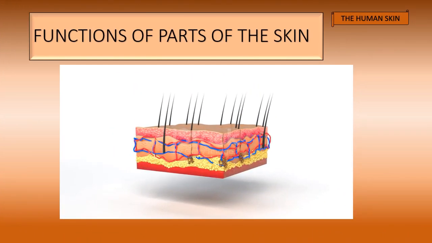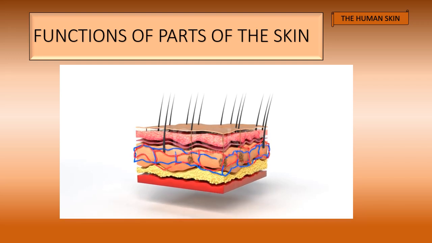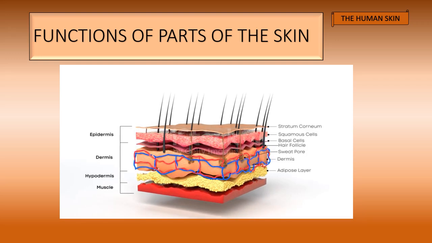So let us look at what now are the functions of these parts of the human skin. We have covered the epidermis, dermis and hypodermis as the three layers of the human skin, and each of these layers has its main features. We have only covered the functions of the features of the epidermis. How about the dermis and hypodermis?